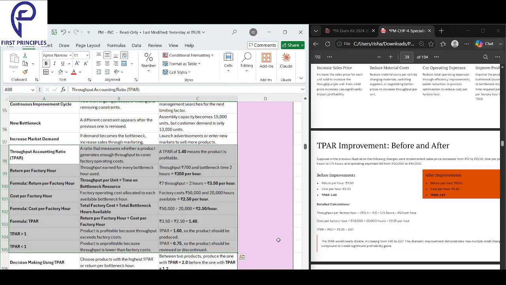We look into all these numbers here, but at a high level you need to understand: is it greater than 1, is it less than 1? If it's greater than 1, there is an improvement. If it's less than 1, then there is a problem here, and you have to reconsider your decisions.